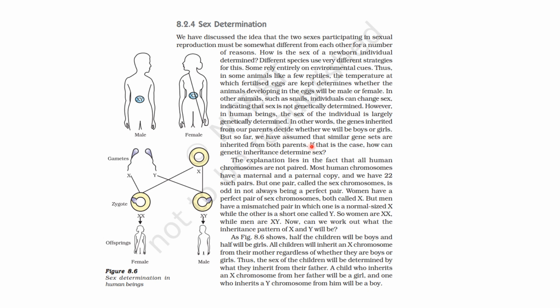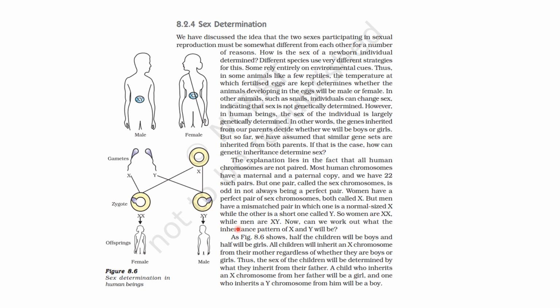whether you will be a boy or a girl, right? The thing is, not all the human chromosomes are paired. Most human chromosomes have a maternal and a paternal copy, and we have 22 such pairs. But one pair of chromosomes is not always a perfect pair. In women, it is present as XX, but in men, it is present as XY, right?